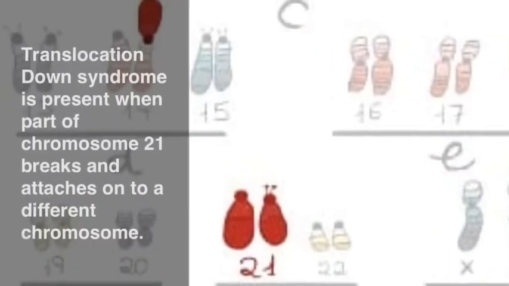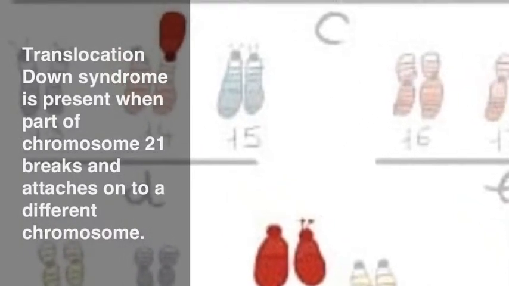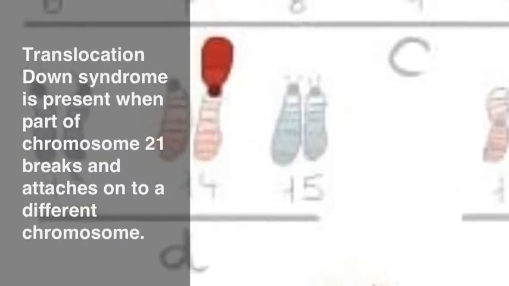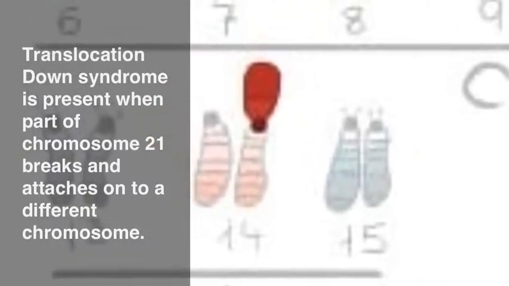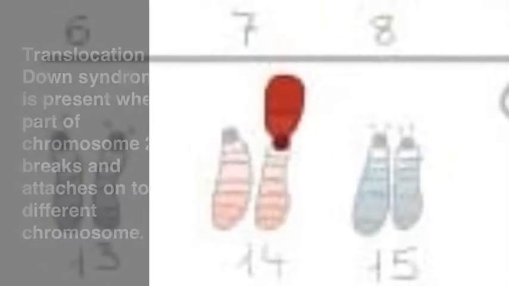The third and final type of Down syndrome is called translocation. During translocation, part of chromosome 21 breaks off during cell division and attaches to a different chromosome. Even though not an entire extra chromosome is present, the partial extra copy produces symptoms of this syndrome.